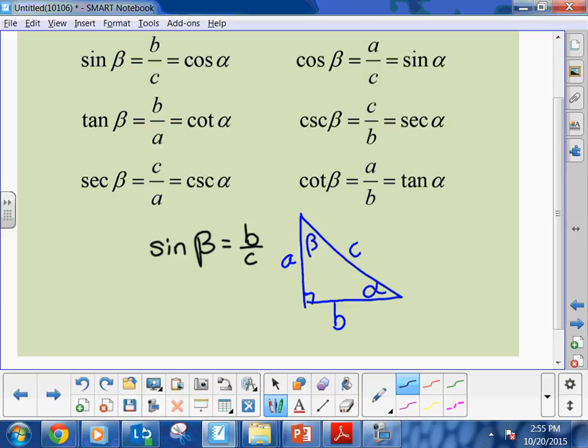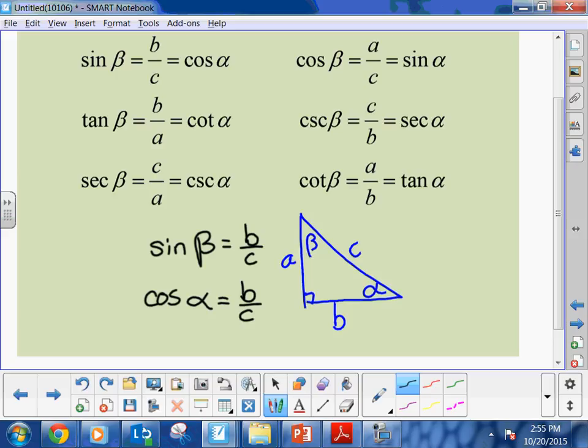But let's say I take the cosine of alpha. The cosine of alpha is adjacent, isn't it, from this angle? So adjacent is B over the hypotenuse, which is C. Now look at this. Do you all see that it's the same values? It's B over C. The sine of beta is B over C, and so is the cosine of alpha. Which means that if they both equal the same value, what does that mean? They're equal. So that's the reason why you see that written on top: sine of beta is equal to cosine of alpha.